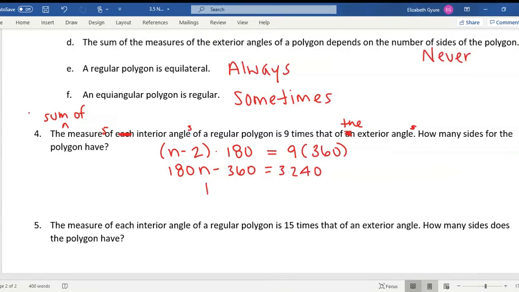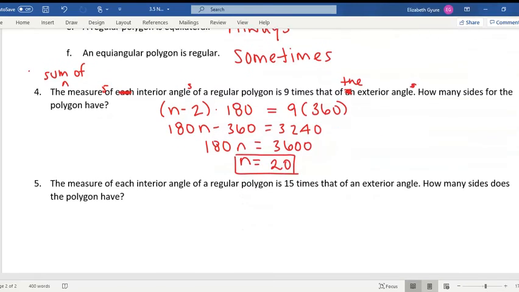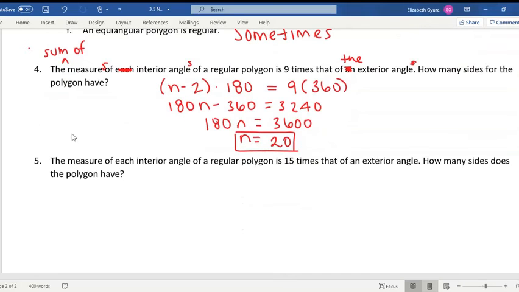I'm going to add over my 360. So that's 180n equals 3,600. And then I'm going to divide to get that n is 20. So this is a 20-sided figure. Then for number 5, thankfully no typos here.